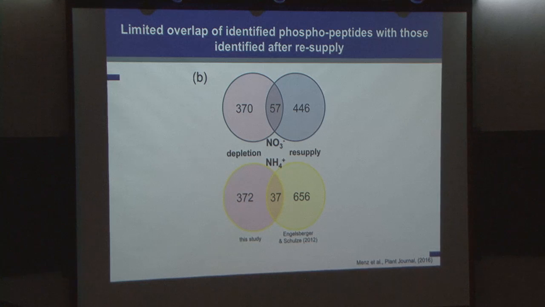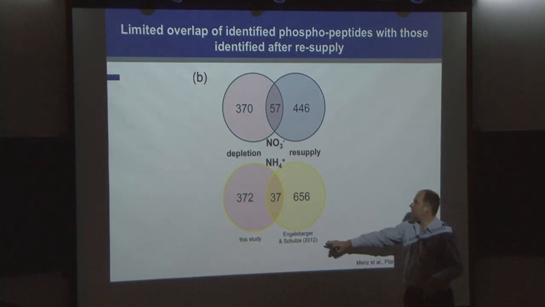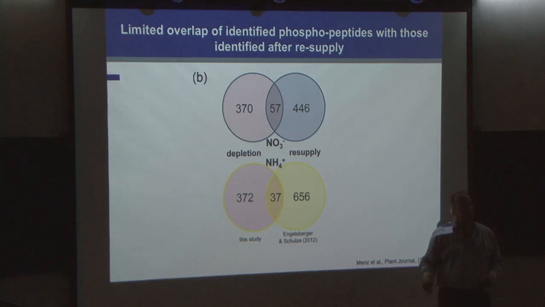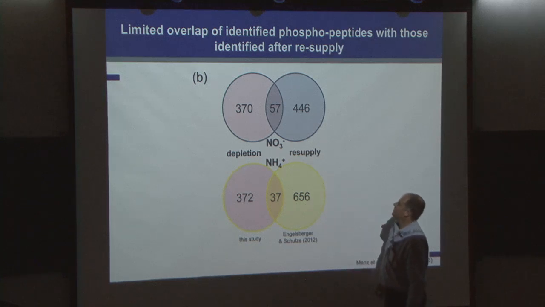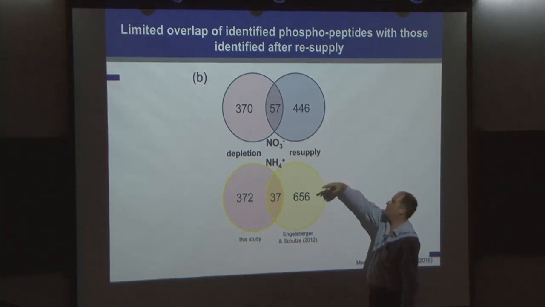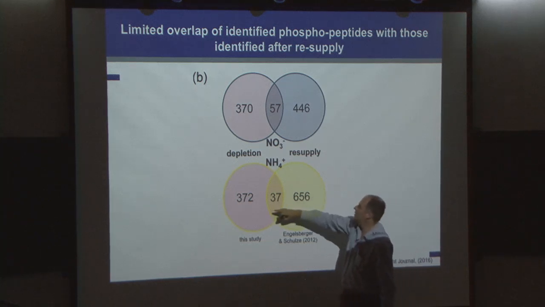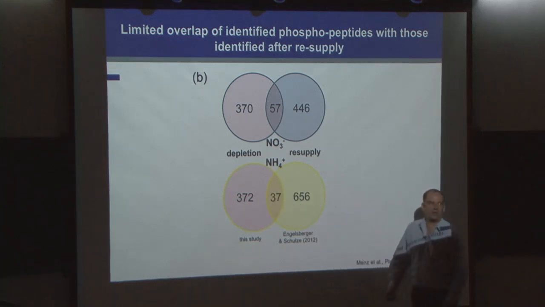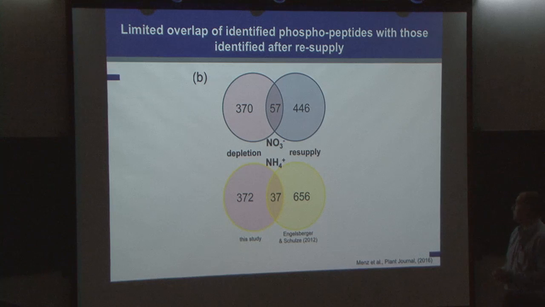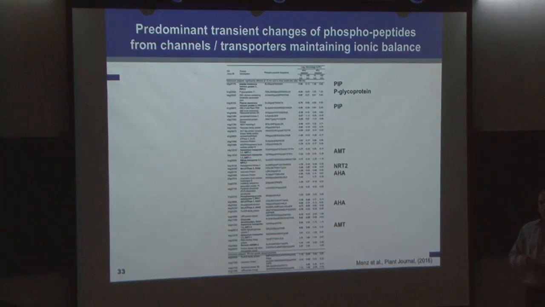We could compare this with a previous study of Weithout, where she did a resupply experiment and looked at the phosphorylation after resupply of ammonium and nitrate. And she had found these 400 or 600 proteins that were now new or less phosphorylated. In this study, we had a little bit less, and the overlap was relatively small, but there was some overlap at least. Although the technique was exactly the same, because they did it in the same lab, and everything was the same.